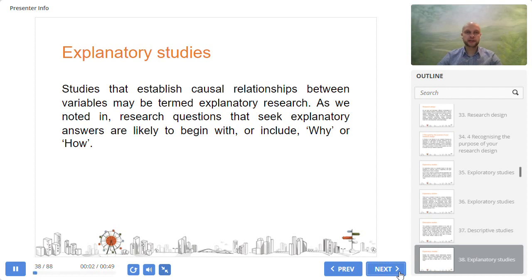Explanatory studies. Studies that establish relationships between variables may be termed explanatory research. As we noted earlier, research questions that seek explanatory answers are likely to begin with why or how. Questions that you ask during data collection to gain an explanatory response will also be likely to start with or include why and how. The emphasis in explanatory research is to study a situation or a problem in order to explain the relationships between variables.